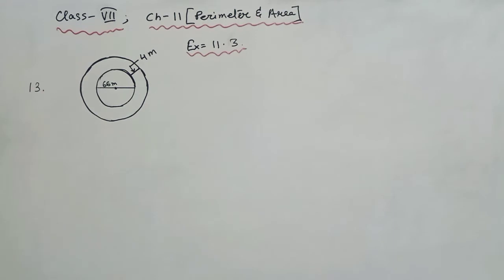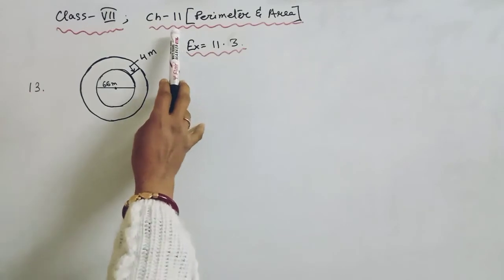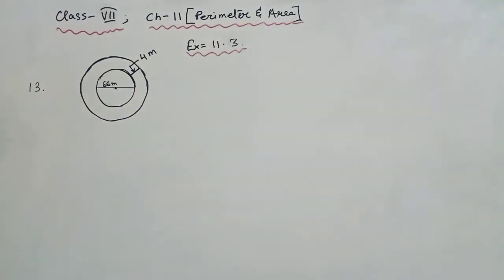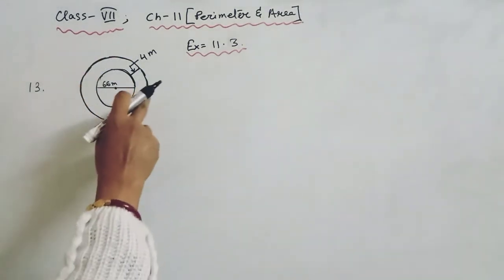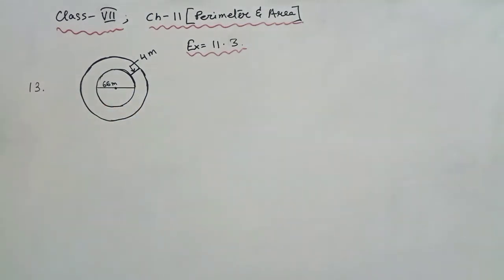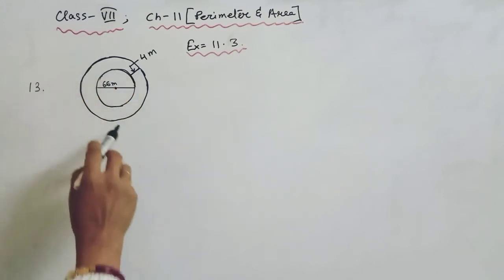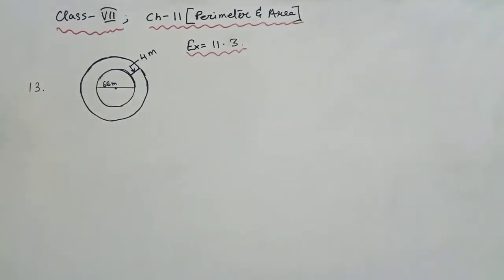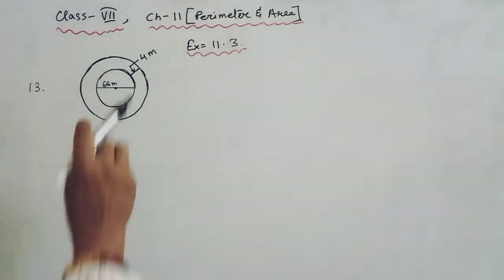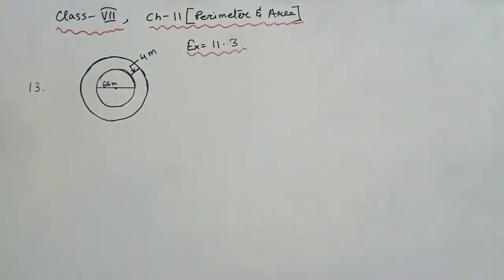Today we will do question number 13 and 14 from exercise 11.3, chapter 11, perimeter and area. In question number 13, it is given that a circular flower bed, the inner one, is surrounded by a path 4 meter wide.